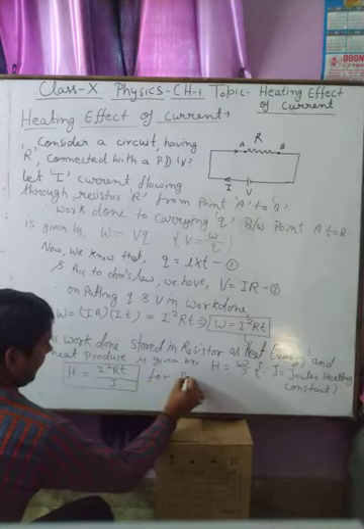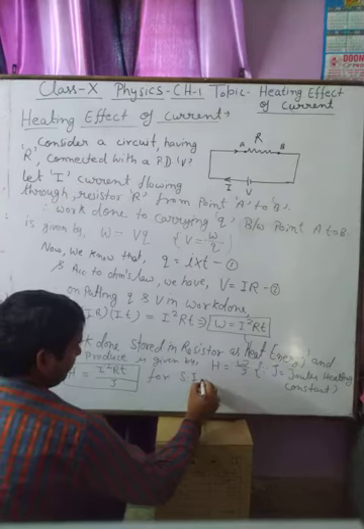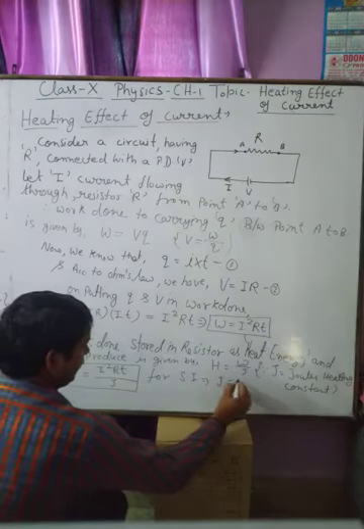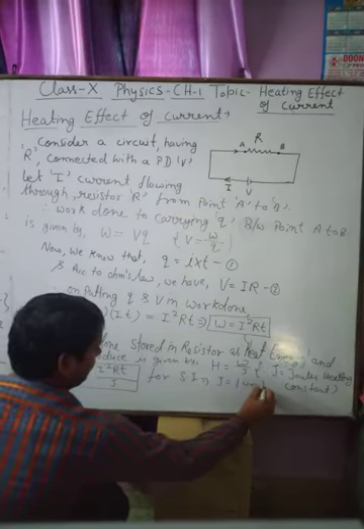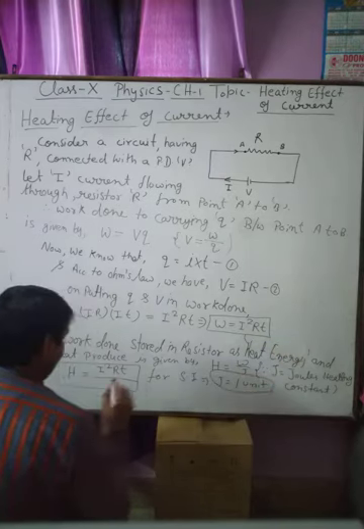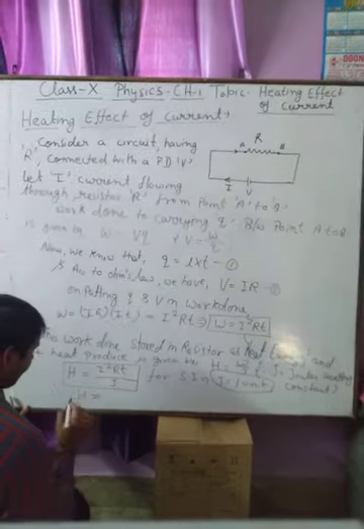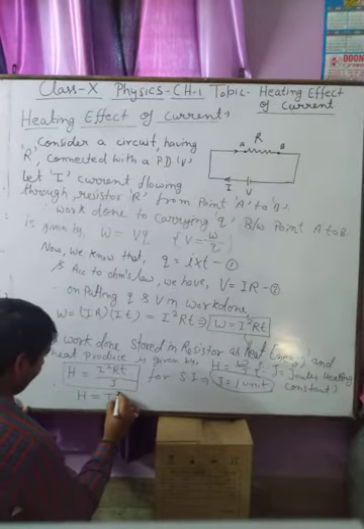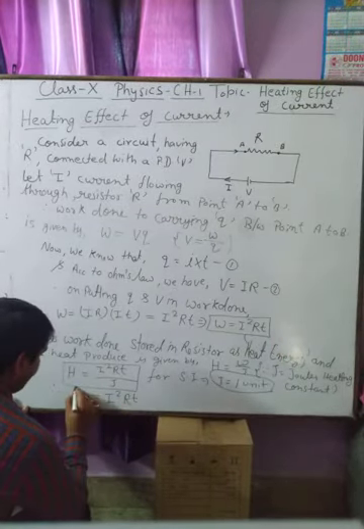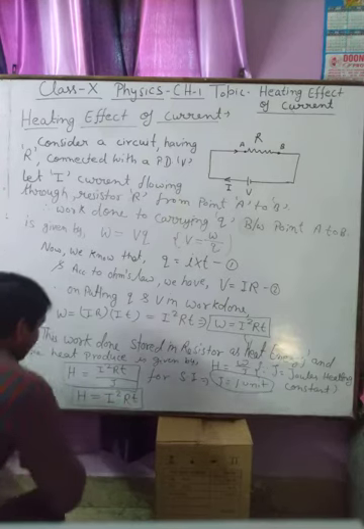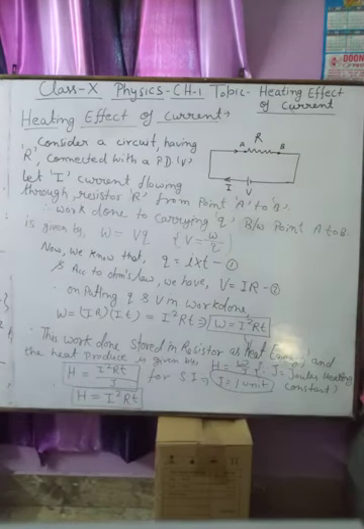For SI system, J is equal to 1 unit. Therefore, heat produced in the resistor wire is I square RT. So student, this is the Joule's heating effect. Just copy this whole derivation.